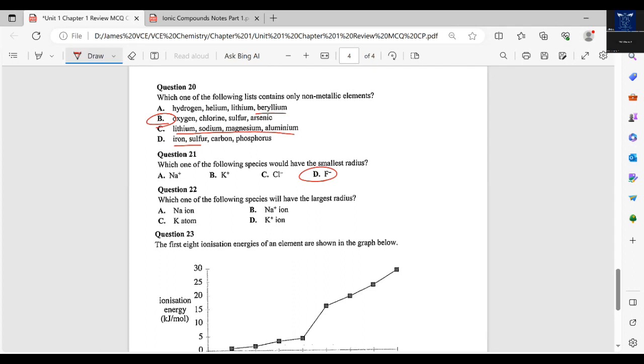Chlorine or potassium? Wait, which one? Question 20 or question 21? 21, yeah. Chloride is going to be near, and potassium plus will also be there.